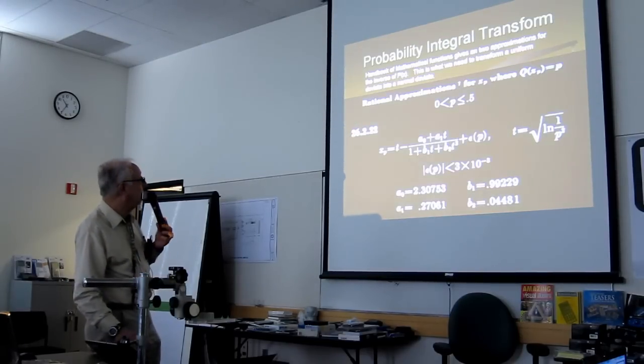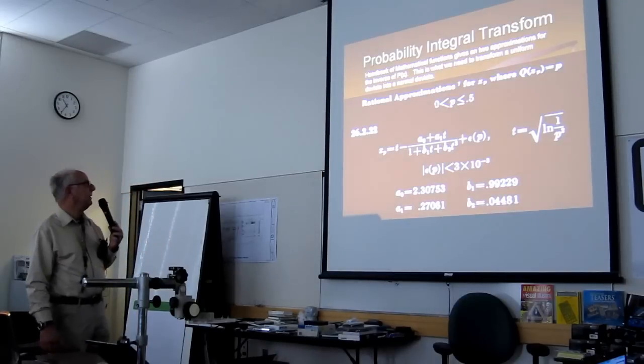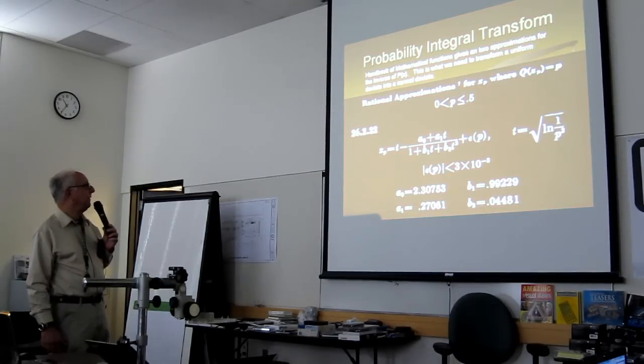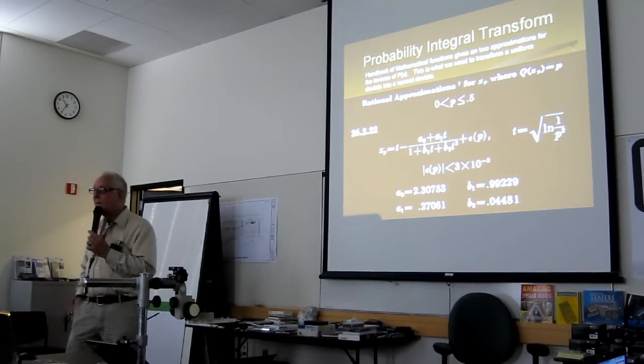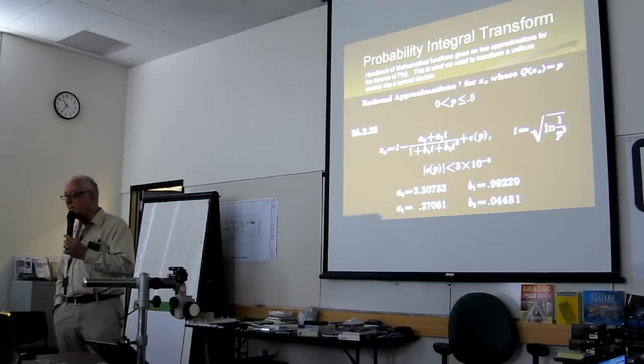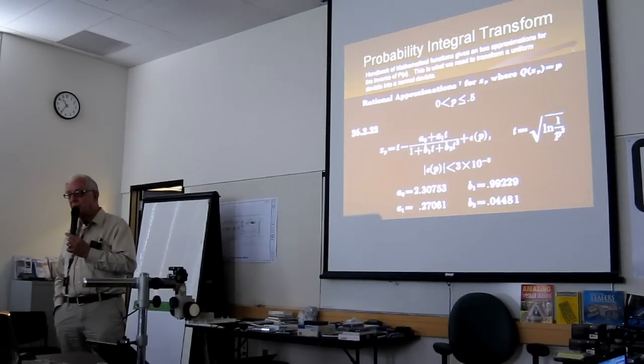Okay, so here we go back to ancient history, the polynomial integral transform. This goes back to a work from the early 1950s. In fact, there was a 1953 Rand Corporation report called Approximations for Digital Computers by Cecil Hastings.